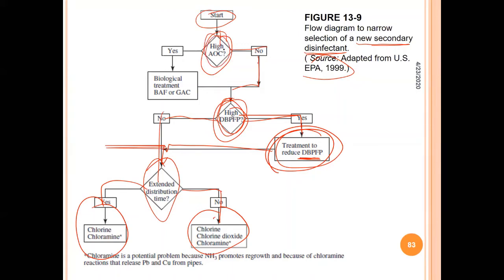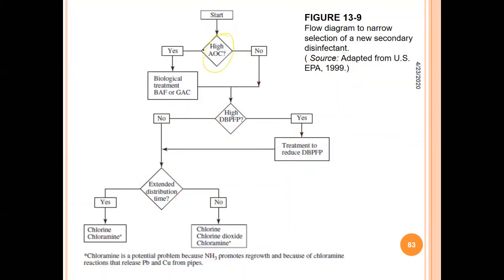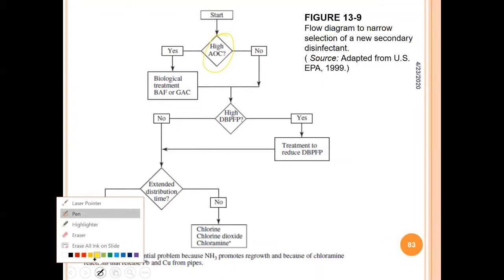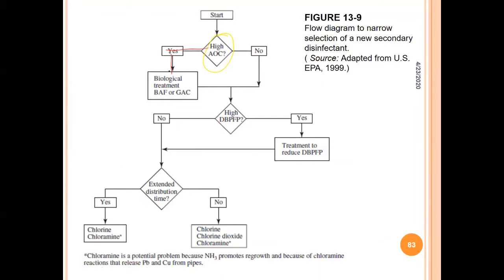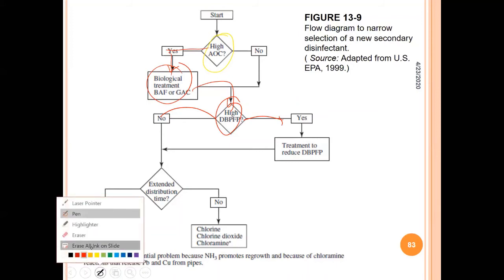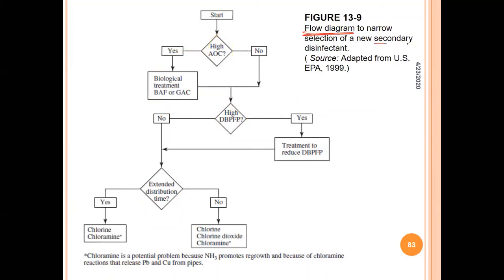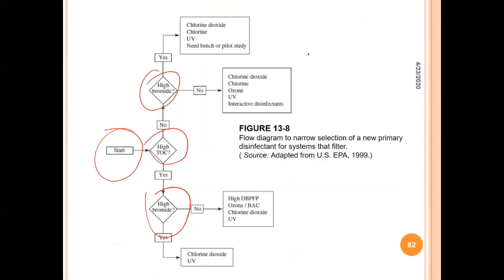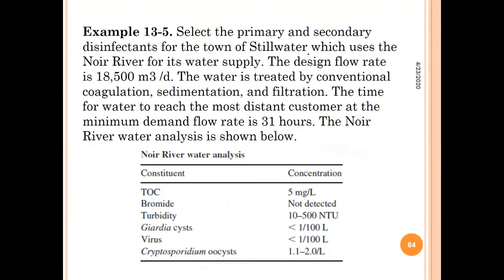If initially the assimilable organic carbon was higher, then we have to do some biological treatment to remove this carbon, and then we enter into this logic. So we can follow this flow diagram to select a new secondary disinfectant. This one is for primary and this one for secondary. And there is an example in your textbook, which is 13-5.